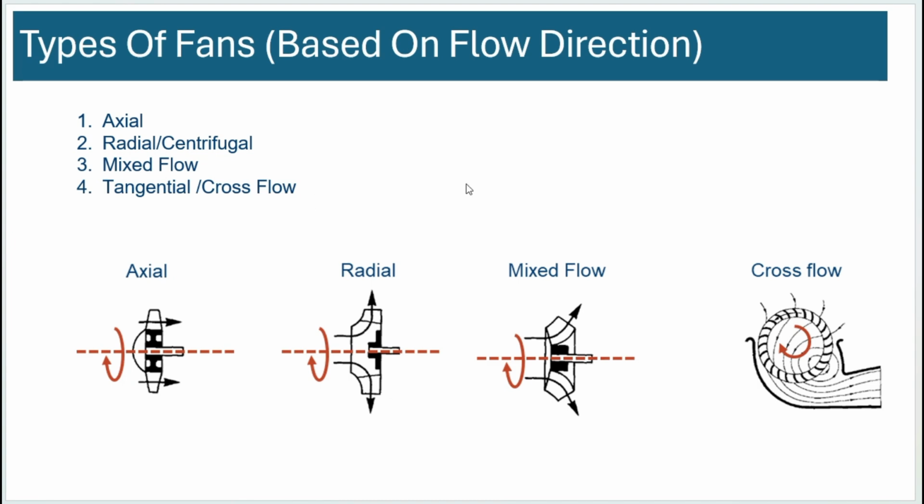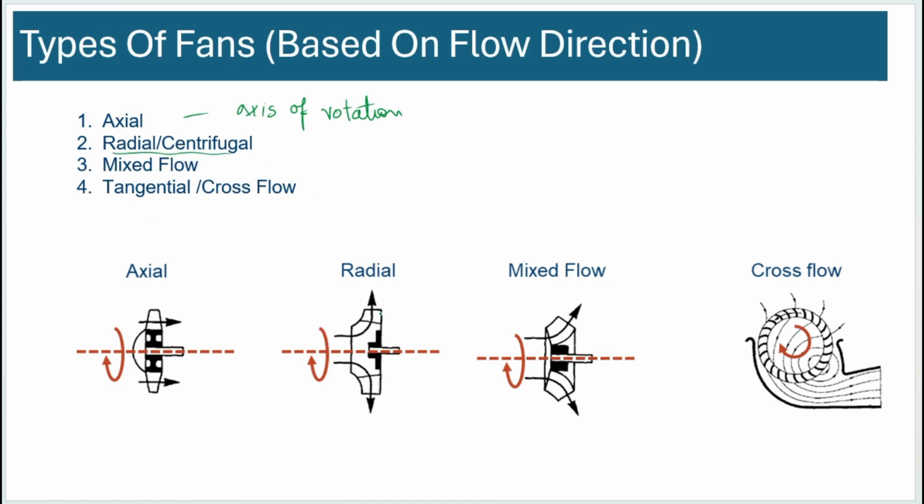Now, there are several types of fans. As you saw in the first slide, I had shown different types of pictures there. How are they classified? They're classified based on the directional flow. Axial fan means flow comes in axially and leaves axially. What is the axis? Axis means axis of rotation. So the axis of rotation is this red line, and the blades are rotating on that axis. And if the flow is flowing parallel to that axis, then it's called an axial fan.